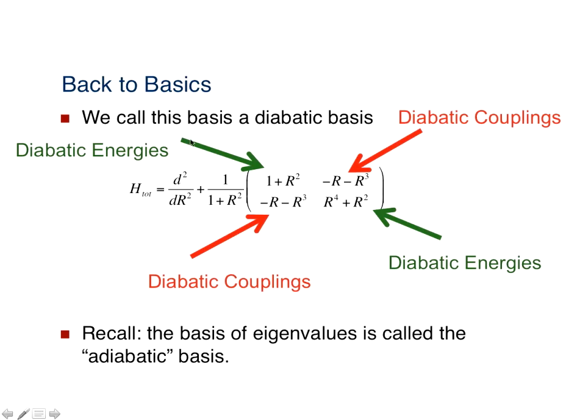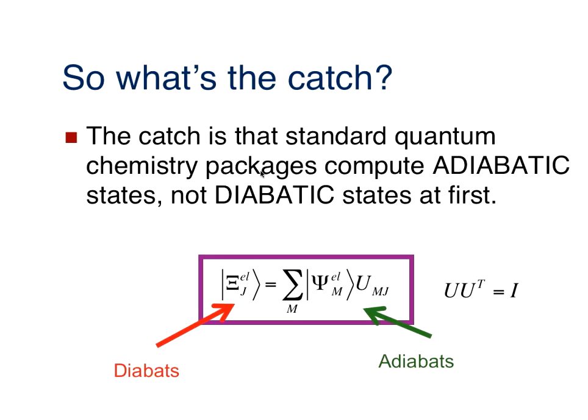In this basis, by the way, this basis of diabatic states, which is what we started with in reality for this model system I was trying to tell you about, the off-diagonals are called diabatic couplings, and the on-diagonals are called diabatic energies. And again, you would have to diagonalize this matrix if you wanted to get the adiabatic energies.